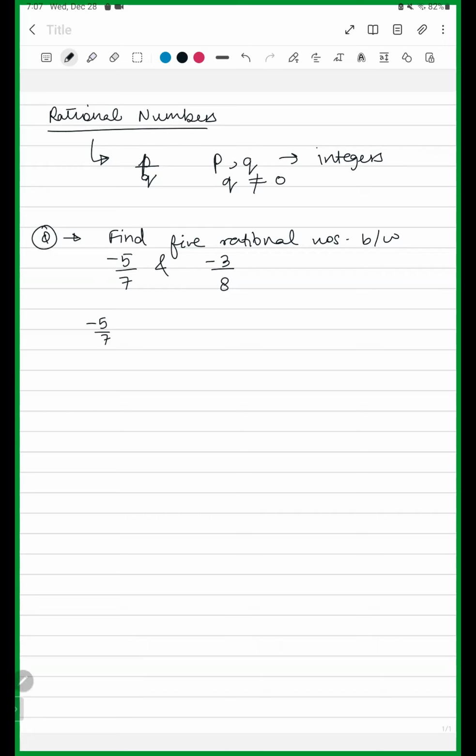Okay, so you are saying we'll multiply this and we'll get -10/14. Then -5/7 multiplied by 3 and 3, so we'll get -15/21. So it's the same thing, right? Minus 10 by 14 is the same thing as -5/7.